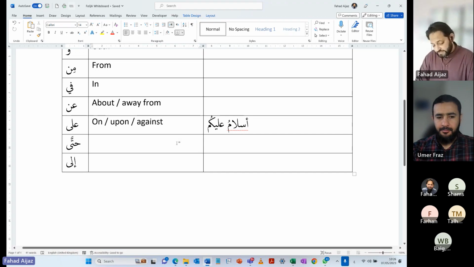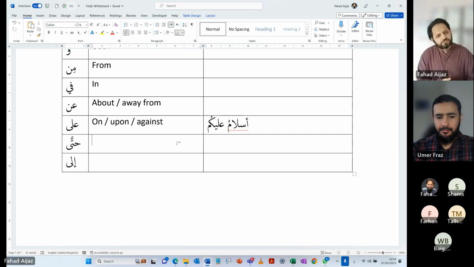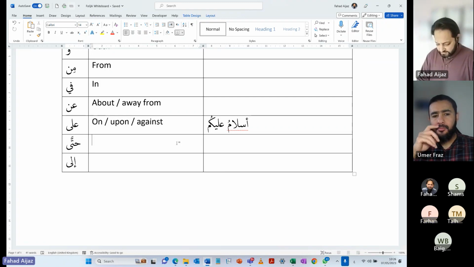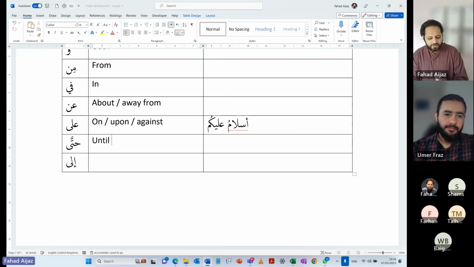Hatta. I'm guessing you might already know this meaning. Anyone knows this meaning? Hatta. Until or till. Until. Exactly. It's until. It's similar in Urdu as well.